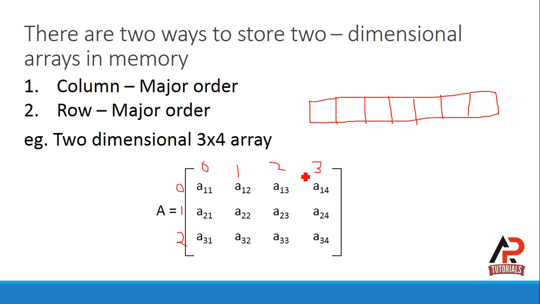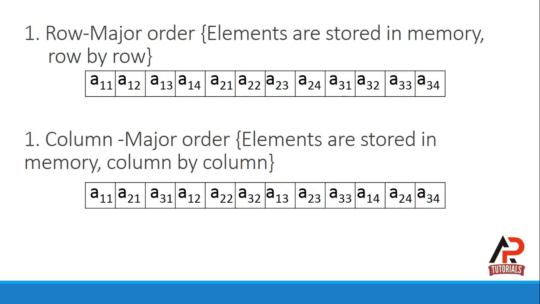So if you take row major order, if you want to store the data in row major order, the elements are stored in memory row by row. So this array will be stored in memory in row major order, the elements stored in memory row by row.